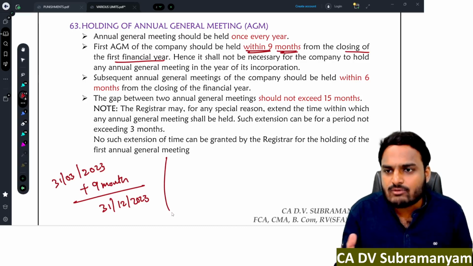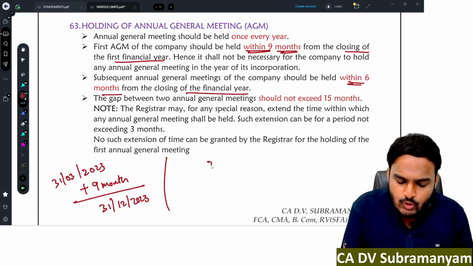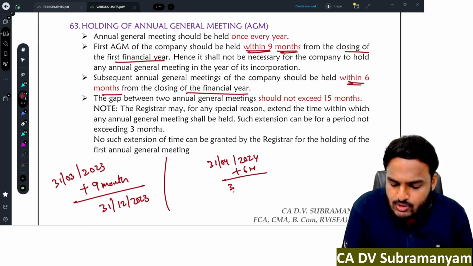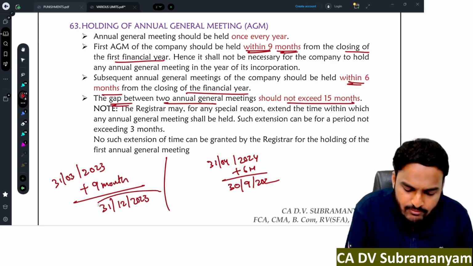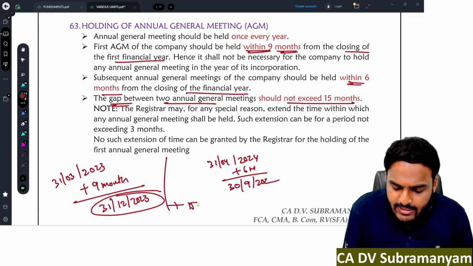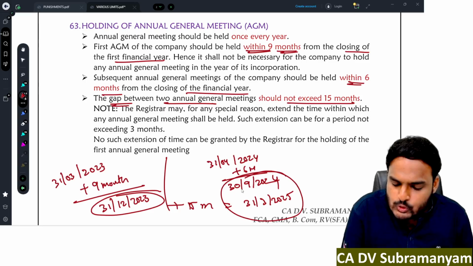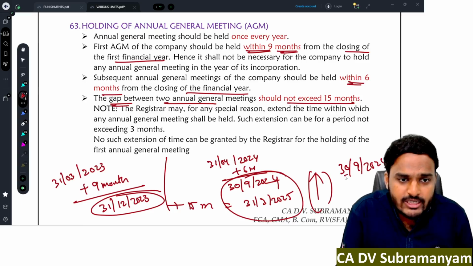Next, subsequent annual general meetings should be held within 6 months from the closure of the financial year. So the closure of financial year date is 31st March 2024. Add 6 months, so 30th September 2024. And the gap between two AGMs should not exceed 15 months. The previous AGM was conducted on 31st December. So to this add 15 months. It will be 31st March 2025. So out of these two limits, whichever is earlier, means 30th September 2024.